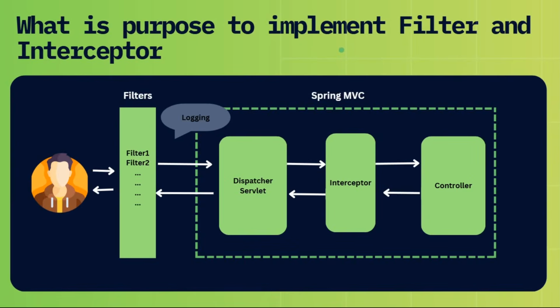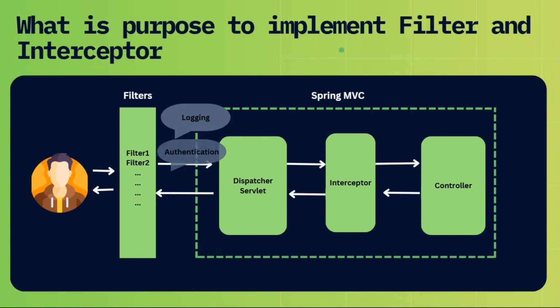1. Logging. Logging helps you track every incoming request and outgoing response. You can log the request URL, IP address, HTTP method, or even how long the request took to process. This is super useful for debugging, monitoring, and analyzing your application's behavior.